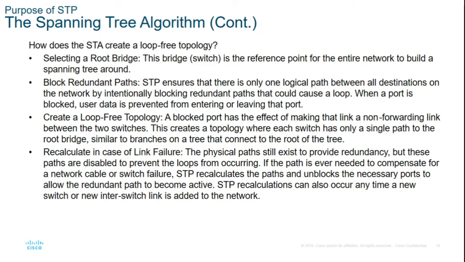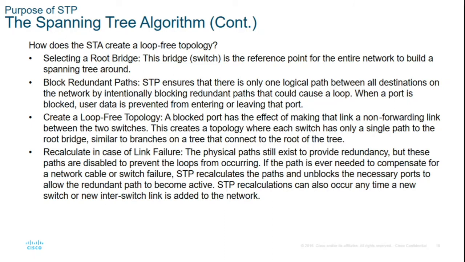First, selecting a root bridge. A root bridge is a switch that acts as a reference point for the entire network to build a spanning tree around. You can think of the root bridge as a boss switch. Second, block redundant paths or links. This would result in only one logical path between all destinations on the network. When a port or a link is blocked, user data cannot pass through it.